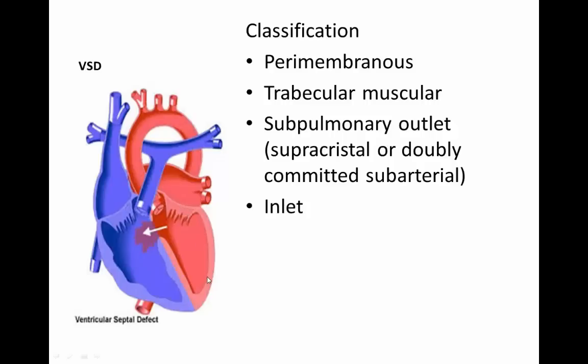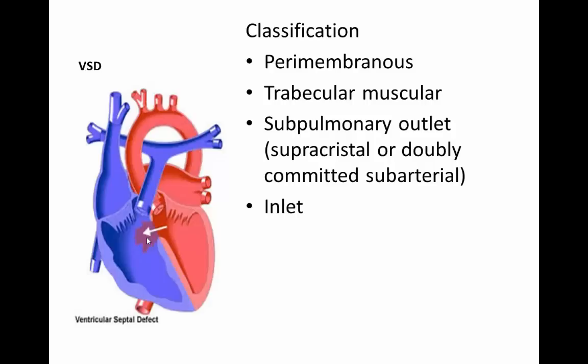Since the left side is higher pressure compared to the right, the blood always flows from the left to the right. So the shunting will be left to right shunting. Blood easily crosses from the left to the right in the largest defects, which are thus called non-restrictive. As soon as the pressure equalizes, as I explained before in ASD, then you have bidirectional shunting and Eisenmenger syndrome.